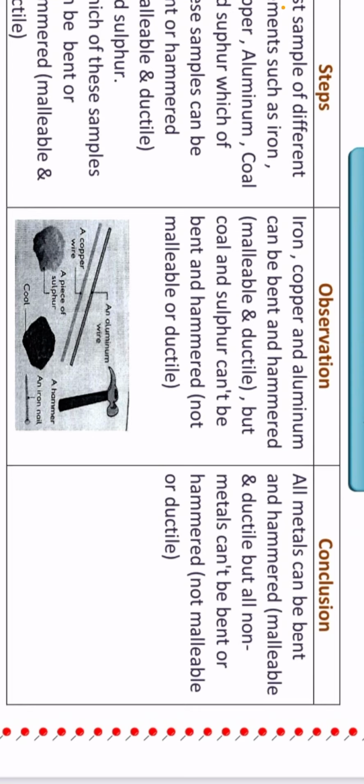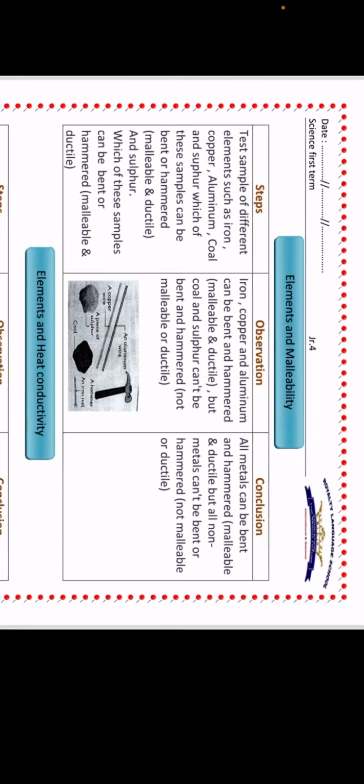From this, we know that all metals are malleable, all metals can be bent, while non-metals can't be bent, non-metals not malleable or ductile. Okay, so all metals are malleable, all metals are ductile, while non-metals not malleable, non-metals not ductile.